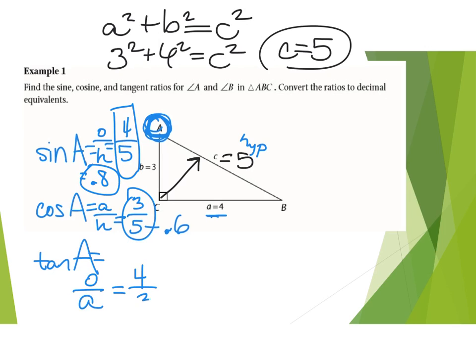Opposite side is 4, adjacent side is 3, when you're sitting at angle A. As a decimal, punch it in your calculator. There you go. You just found the sine, cosine, and tangent of angle A. Not hard at all. Let's move to angle B.